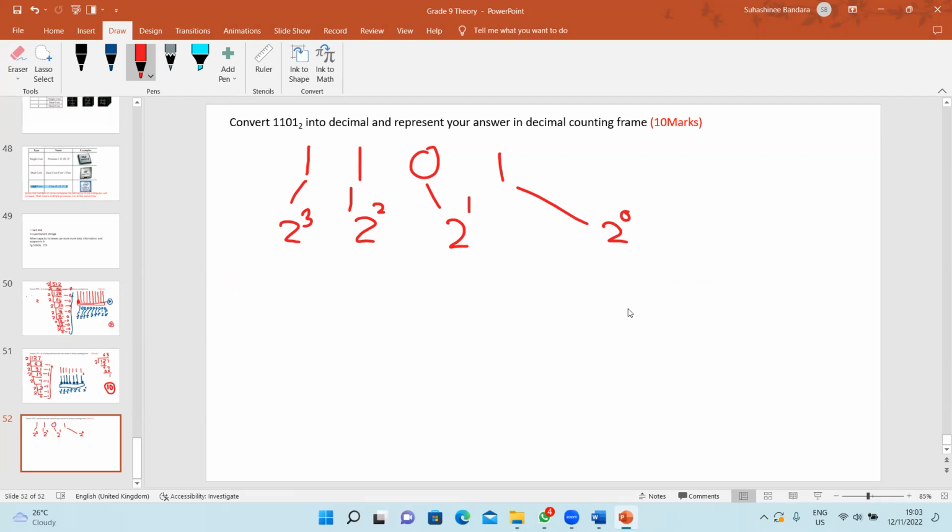Good. What is the value of 10 to the power 0? 2 to the power 0 is 1. 10 to the power 0 is also 1. 100 to the power 0 also 1. 1000 to the power 0 also 1. Whatever the value, just look at it: 2 to the power 0 is 1.